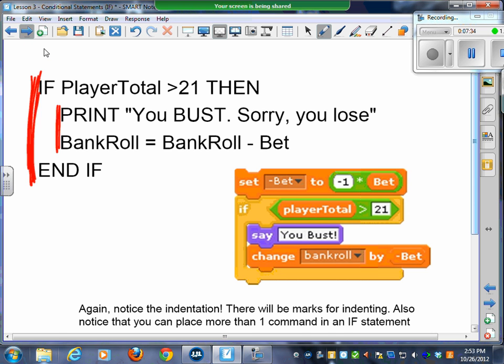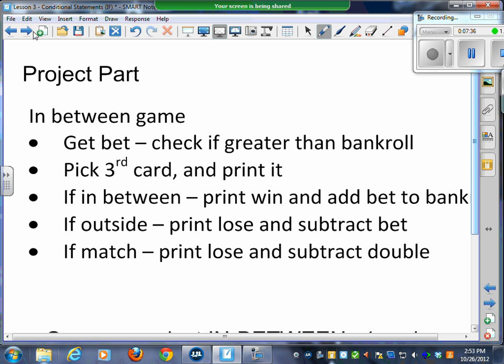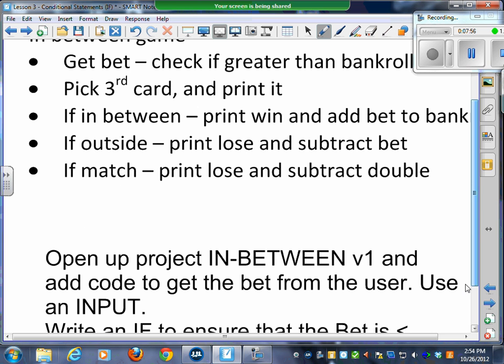All right. So, if we go back to our in-between project, in the in-between game, remember we get our bet, we have to check to see if it's greater than the bankroll. You pick the third card and print it, and if it's in between, we print that you win and add the bet to the bank, and if it's outside those values, then you print that you lose and you subtract the bet, and if it's a match, then you print lose and subtract double.